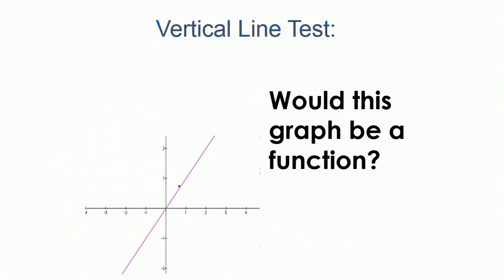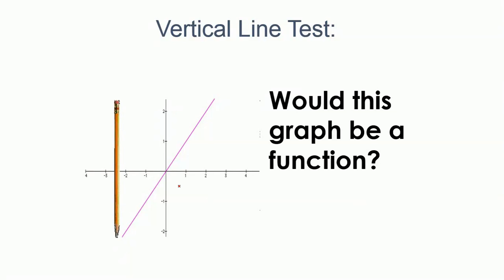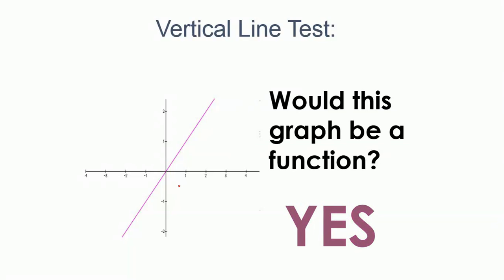Let's try it again. What about this? Take my pencil. Let's move across. Right there, only hit once, right? Only hit once there. Is this graph going to be a function? Well, yeah, I don't hit it more than once, right? So on my graph, as I move my pencil across, I only hit the graph once, not twice.